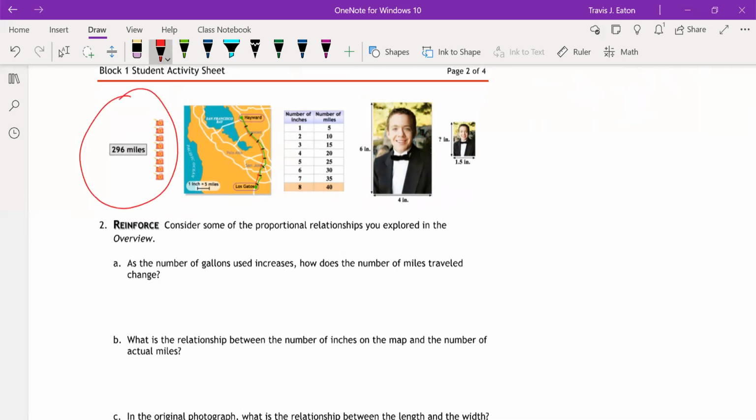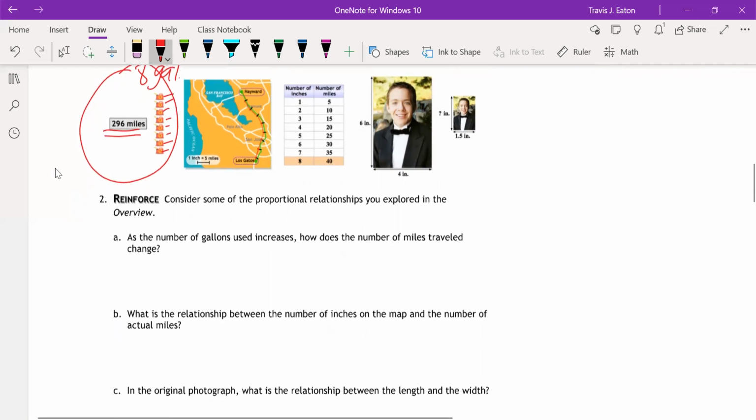Here we've traveled 296 miles and used how many gallons of gas? 1, 2, 3, 4, 5, 6, 7, 8. 8 gallons of gas. So we can use that information to find out the miles per gallon. Remember how we did that? The amount of miles you can travel on a gallon of gas is a proportional relationship.